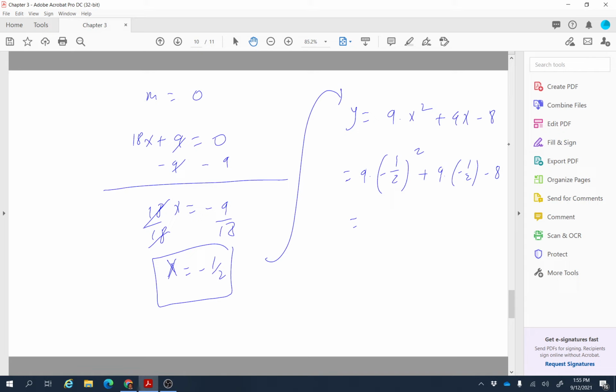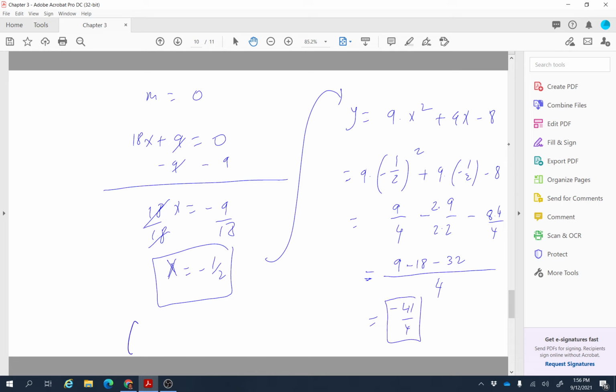So this is 9 times, negative times negative is positive because we're squaring it. So it gives us 9 over 4, minus 9 over 2, minus 8. To make the same denominator, we can multiply the numerator and denominator of the second term by 2 and the numerator and denominator of the third term by 4. That's just the simplification process. So on the top, that's 9 minus 18 minus 32, since 8 times 4 is 32. If we simplify this, negative 50 plus 9, that will eventually be negative 41 over 4.